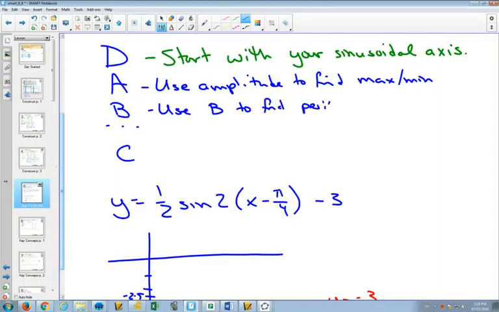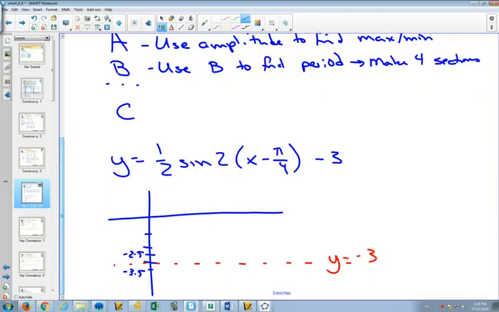You're going to use your B value to find your period, and you're going to make 4 sections. So we found out that our B value made a period of pi. You'll label pi and split it into 4. So half of pi is pi over 2, half of pi over 2 would be pi over 4, 1 pi over 4, 2 pi over 4, this will be 3 pi over 4.